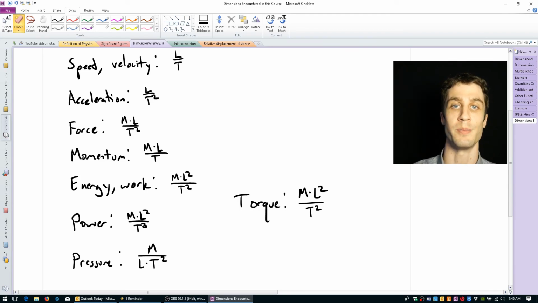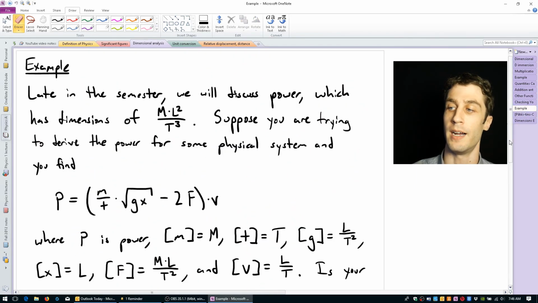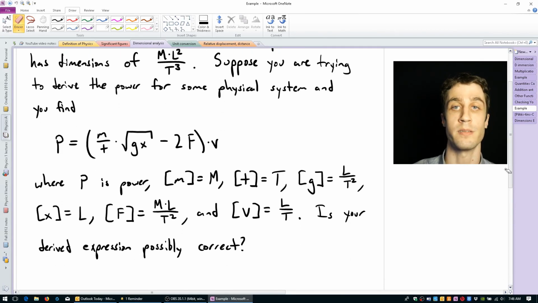So please use dimensional analysis, especially as we did in this example problem here, throughout the semester to check your work. It can be a very valuable check, especially as you go along before you find your final result when doing a problem. Okay, so good luck and use it throughout the semester.